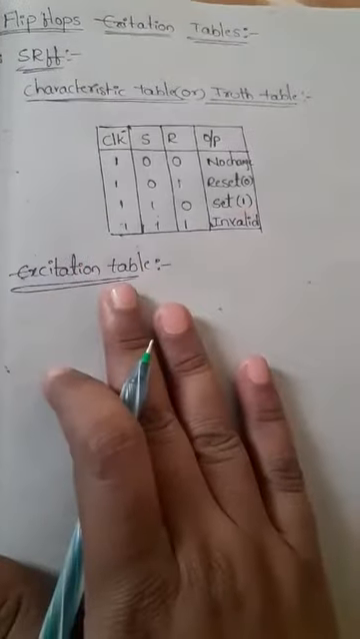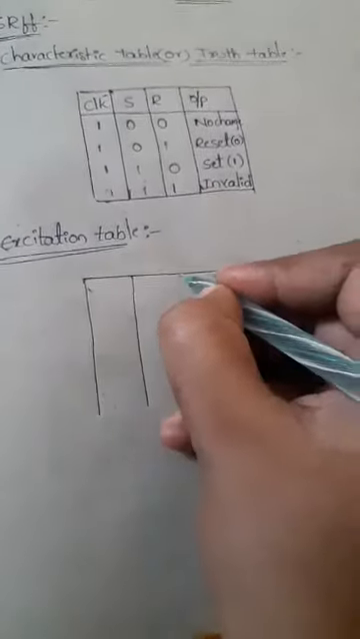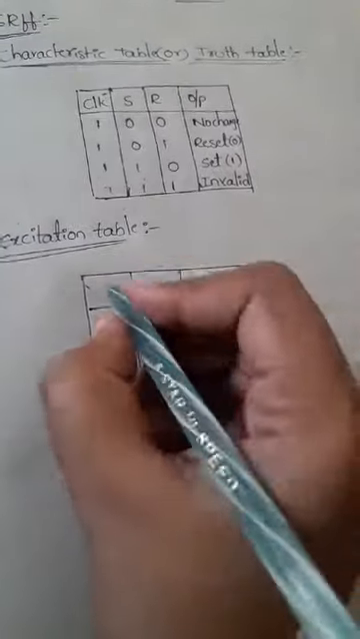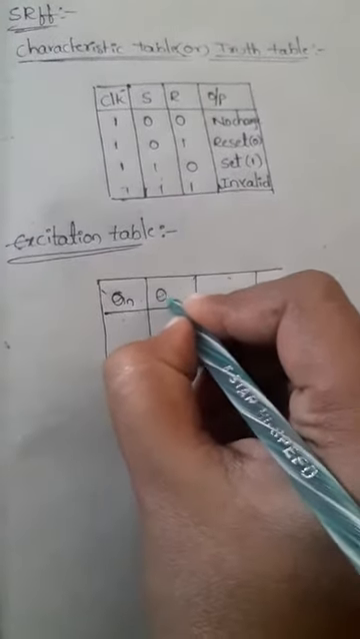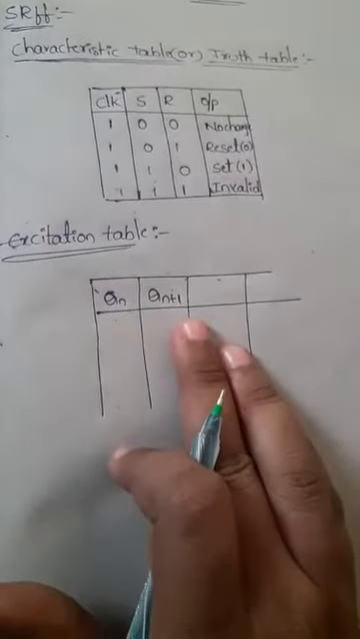So the working principle is implemented in the truth table. But coming to the excitation table, it is the extension of the truth table. So how do we extend it? The excitation table also consists of 4 parts. One is the present state output and the next state output, that means the future state. Okay, Qn and Qn plus 1.